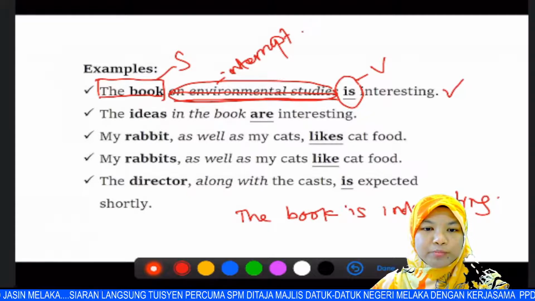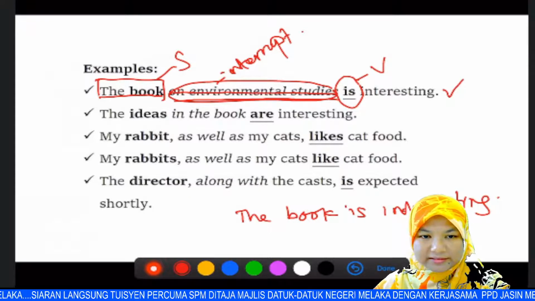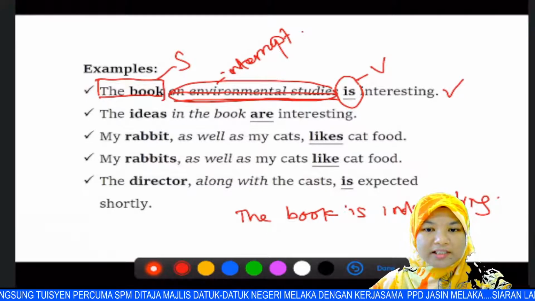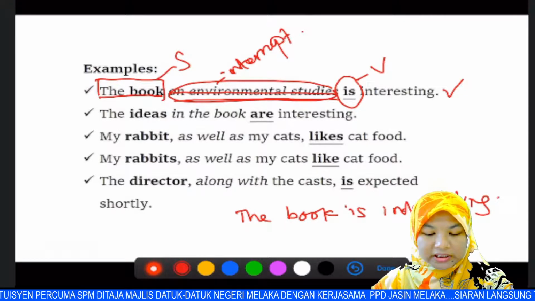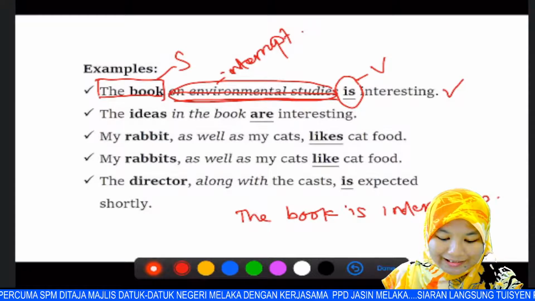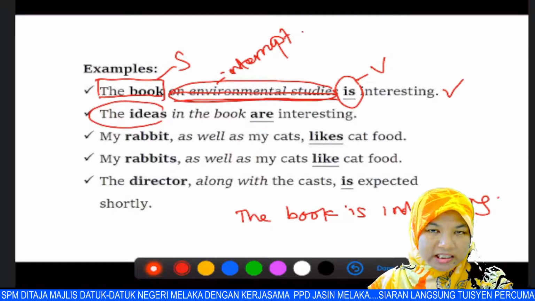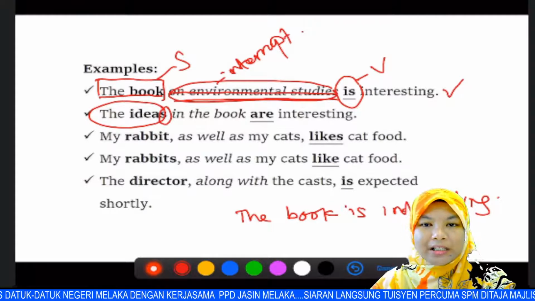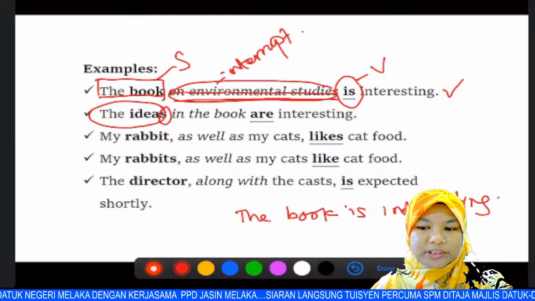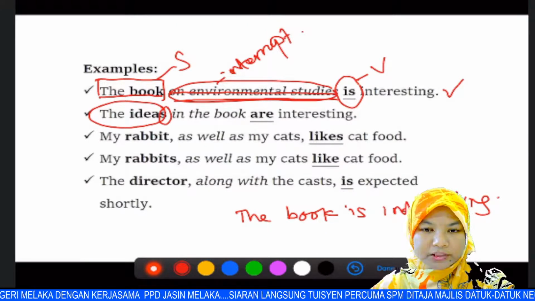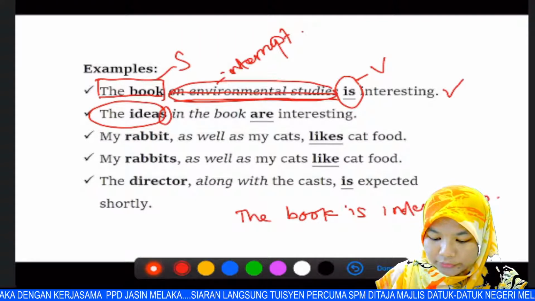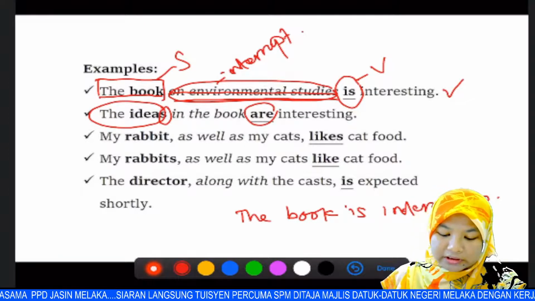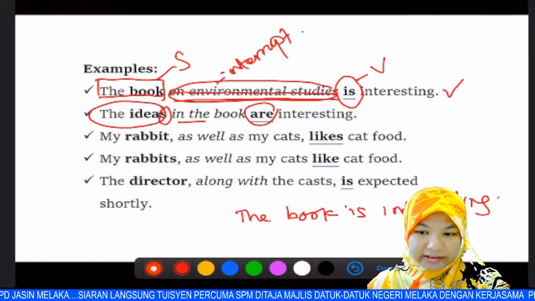The ideas in the book are interesting. For number 2, the focus of the subject of the sentence is "ideas." If you notice, there is an S there. S usually indicates a plural noun, so for a plural noun we use the plural verb "are." And in the middle, "in the book" is the distractor.